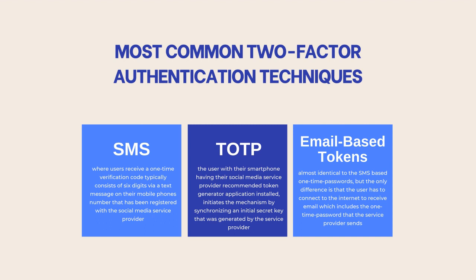To implement time-based one-time passwords, the user, with their smartphone having the token generator application installed, initiates the mechanism by synchronizing the initial secret key that was generated by the service provider. This synchronization is typically done by scanning a QR code provided by the service provider.